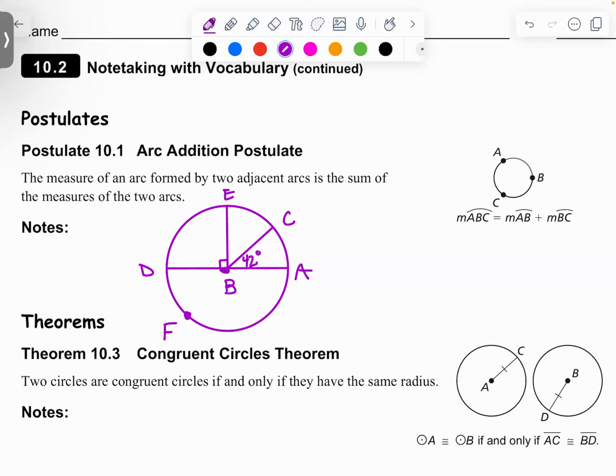Okay. So we know that the measure of arc AC is what? Thank you, Alexa, 42 degrees. Now, what if I want to know the measure of arc CE? Okay, how did you get 48, Braden?